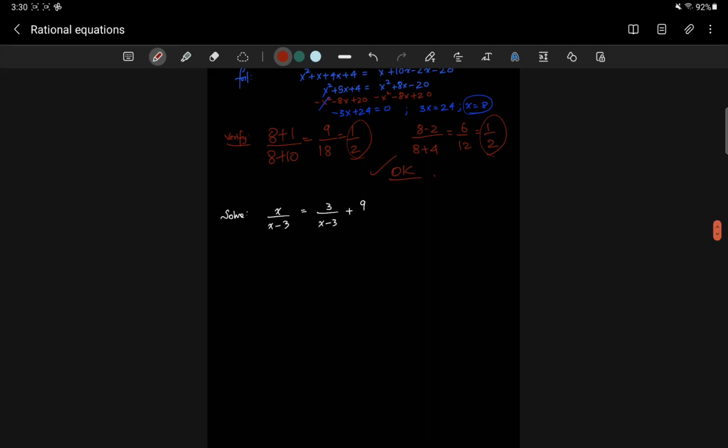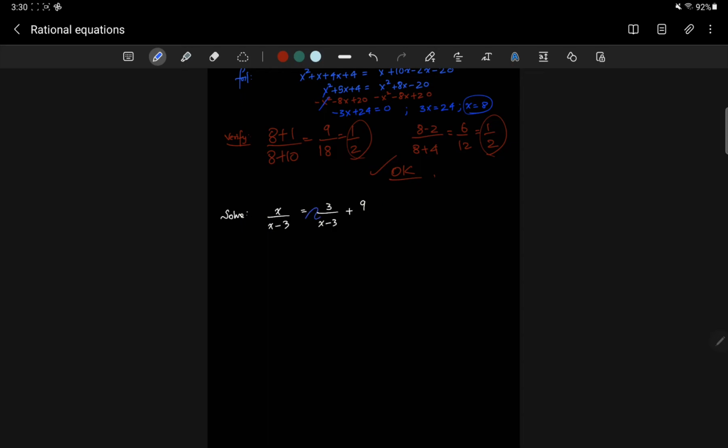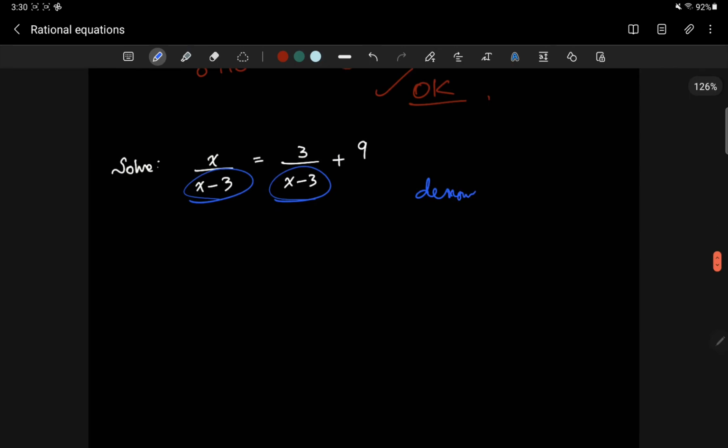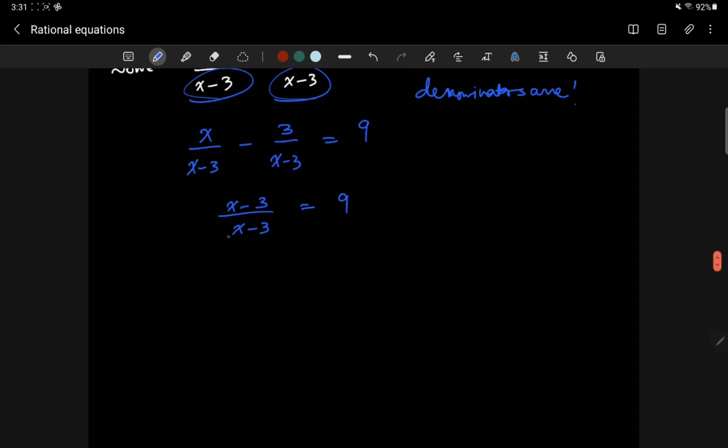Now, let's look at this example. Over here, there's a number involved, but what I also notice is that these denominators are the same. Which means that if my denominators are the same, I know that I can combine these things. If I can combine them, then this is just x over x minus 3 minus 3 over x minus 3 is 9, which is x minus 3 over x minus 3 equals 9, but these cancel out, which says 1 equals 9, which is definitely not true.